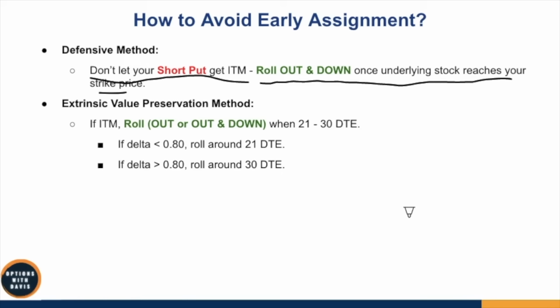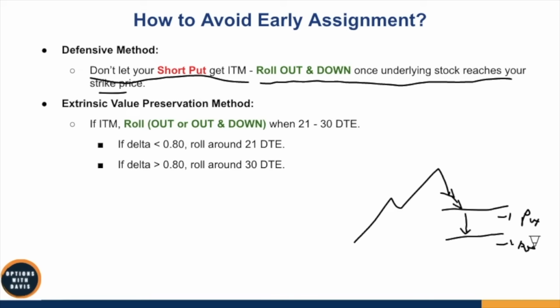So for example, this is the stock price right now, and you may have sold a short put down here. So you sold one put option at this price, and as the market gets closer to your strike price, this is where you want to roll. You want to roll out to a further expiration date, and you want to roll down as well as far as you can get. At this point, if you were to roll it down, you may or may not get a credit on this roll depending on how far down you want to roll it.